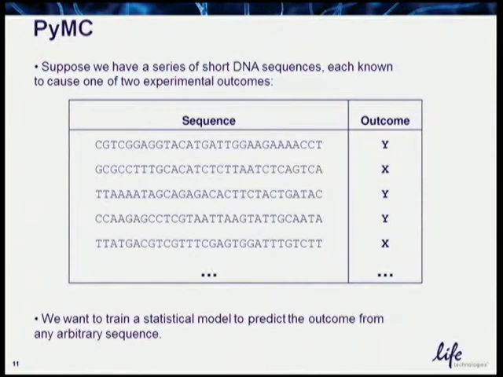So this is a different kind of task than sequencing. Suppose we have a series of short DNA sequences which correspond to known outcomes. So this one corresponds to outcome Y. Let's call it disease state Y. This one correlates with disease state X. And we want to train a classifier that can take any arbitrary sequence and tell you which one it's in.